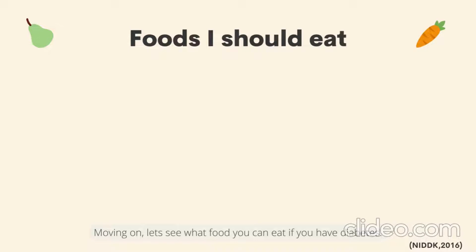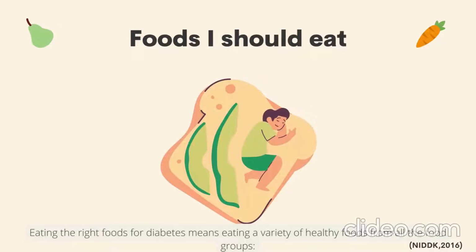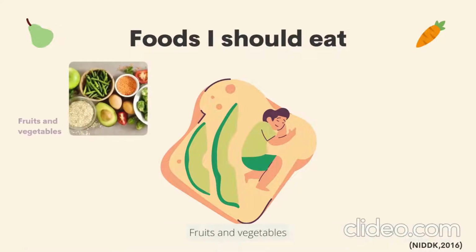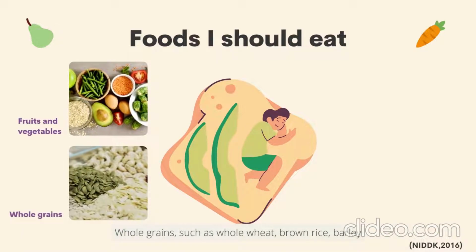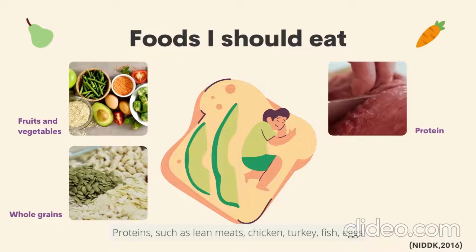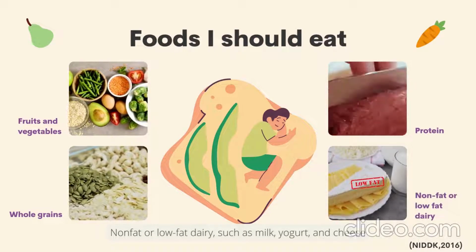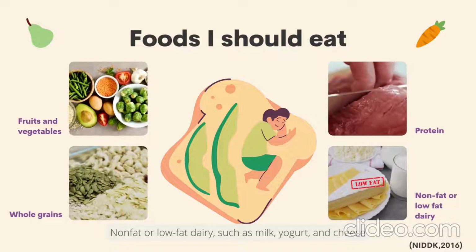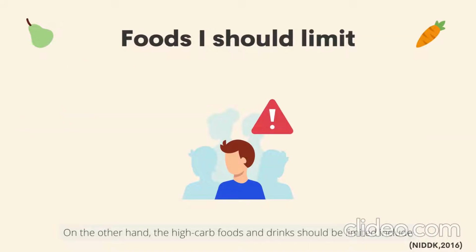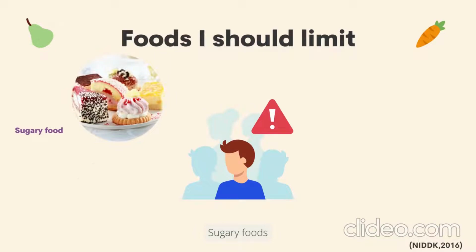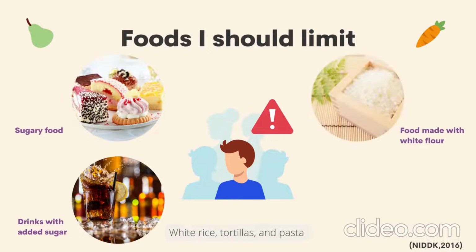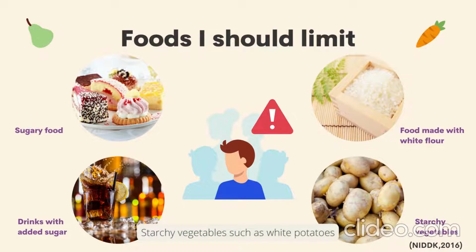Moving on, let's see what food you can eat if you have diabetes. Eating the right foods for diabetes means eating a variety of healthy foods from all food groups, including fruits and vegetables, whole grains such as whole wheat, brown rice, barley, proteins such as lean meats, chicken, turkey, fish, eggs, and non-fat or low-fat dairies such as milk, yogurt, and cheese. On the other hand, the high-carb foods and drinks that should be limited include sugary foods, drinks with added sugar, white rice, tortillas and pasta, and starchy vegetables such as white potatoes.